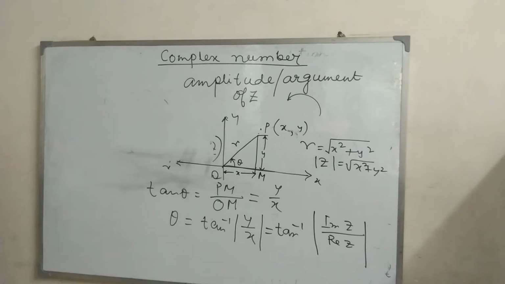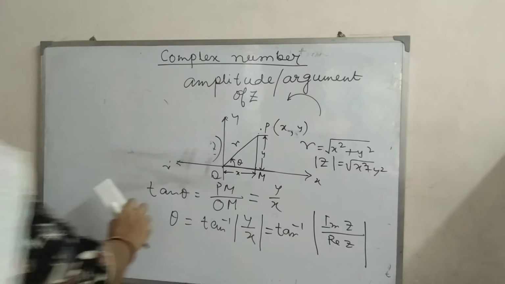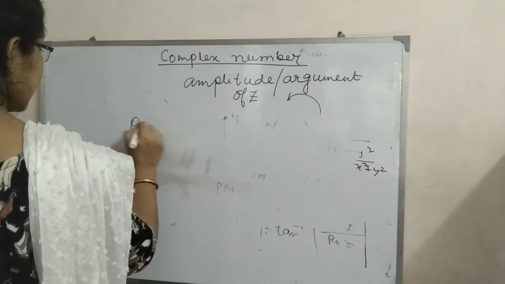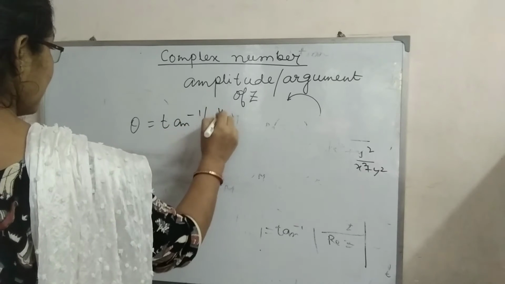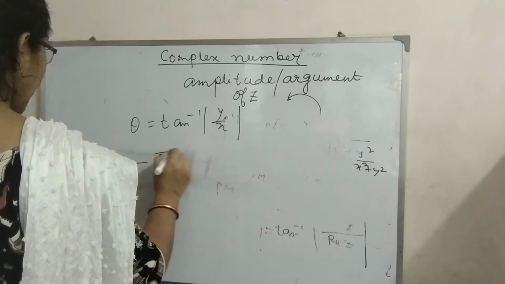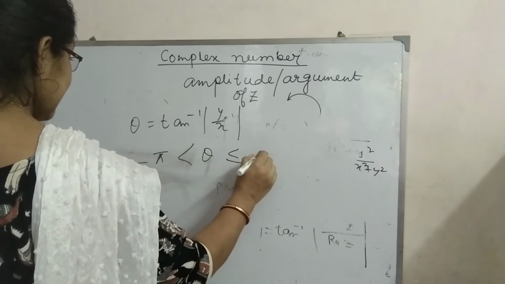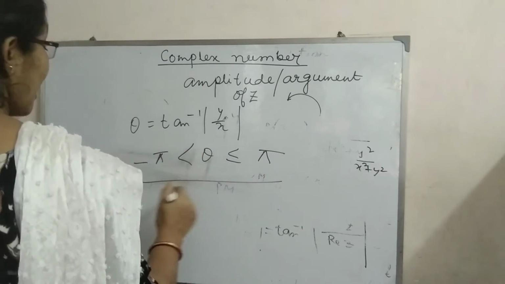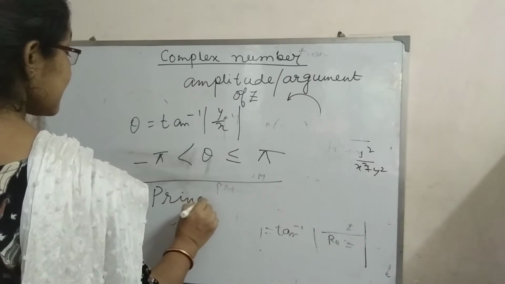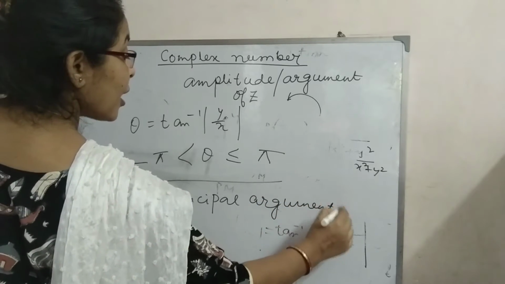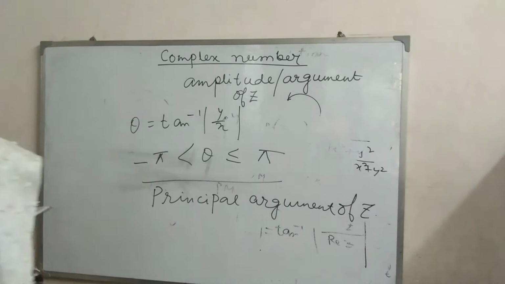Okay, and the argument theta, this is theta equal to tan inverse y by x, and the argument theta satisfies the inequality minus pi less than theta less than or equal to plus pi. It is also known as the principal argument of z.